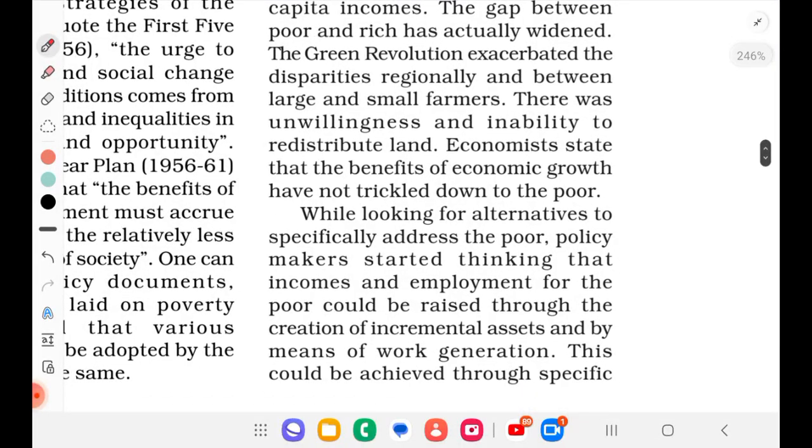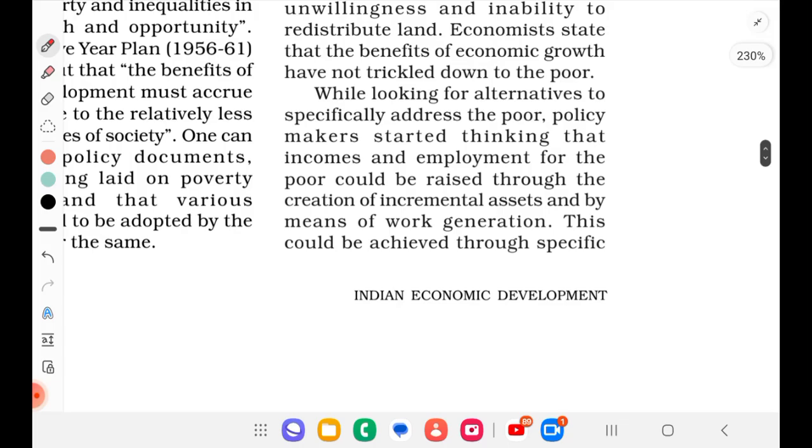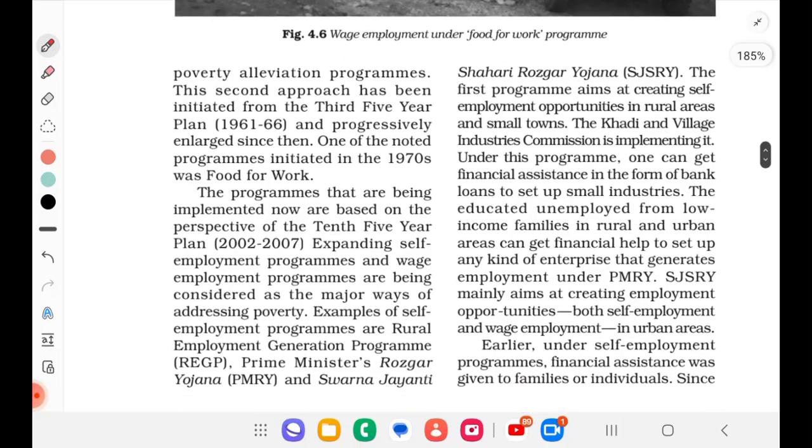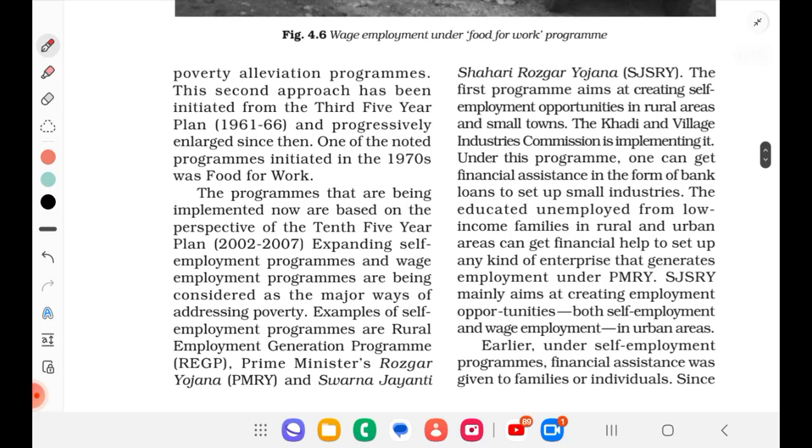While looking for alternatives to specifically address the poor, policymakers started thinking that income and employment for the poor could be raised through the creation of incremental assets and by means of work generation. This could be achieved through specific poverty alleviation programs. This second approach has been initiated from the third five-year plan and progressively enlarged since then.